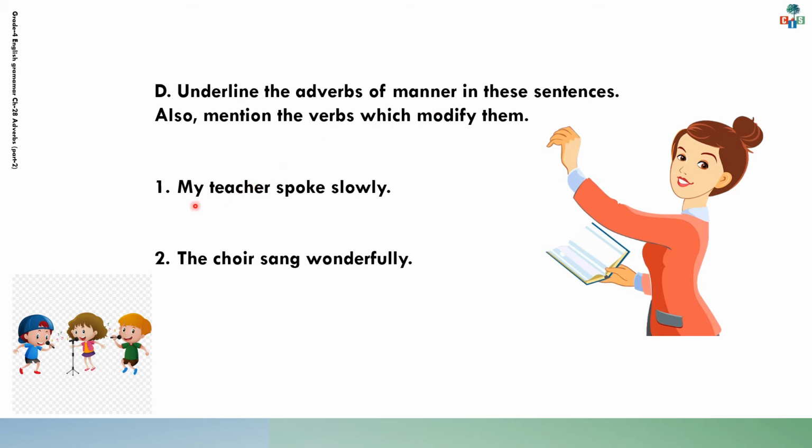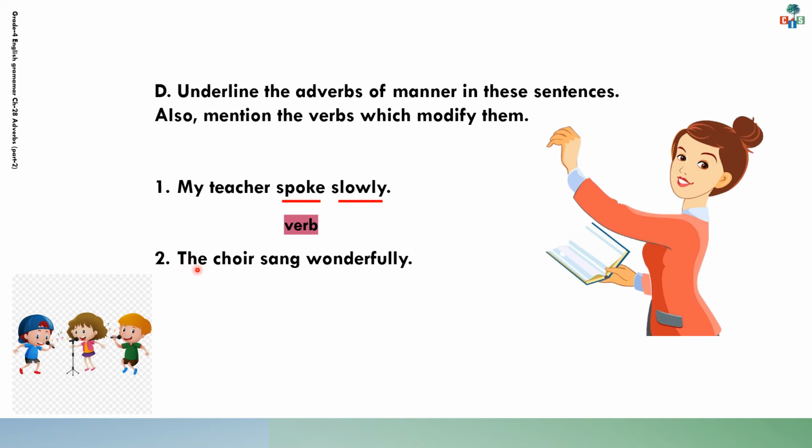See number 1. My teacher spoke slowly. Now, ask the question with how. How did my teacher speak? My teacher spoke slowly. So, slowly is an adverb of manner in this sentence, and the verb which it is modifying is spoke. So, underline the adverb of manner and identify the verb also.